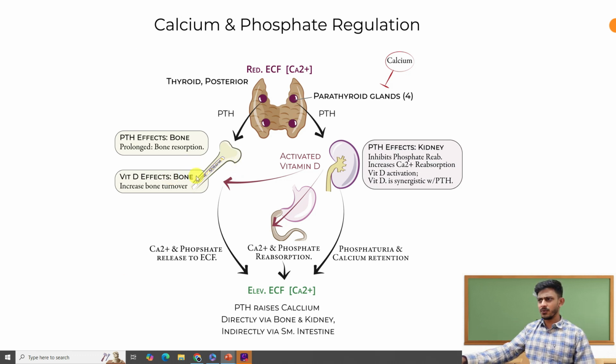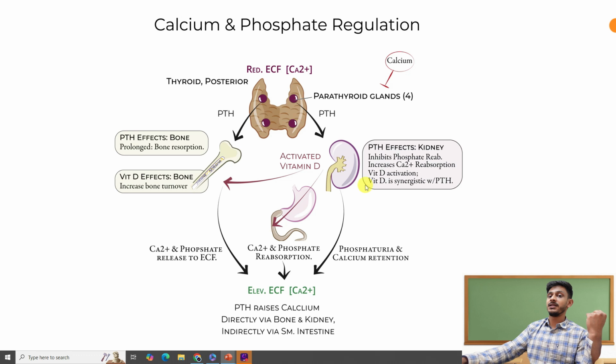So, it takes it from bone, it increases calcium reabsorption from the kidney, and it increases calcium levels in the blood. Phosphate, what it does is it increases phosphate levels in the blood by increasing bone resorption, because if bone is resorbed, calcium and phosphate are released into the blood. Whereas on the kidney, it acts a little differently. It increases calcium absorption but promotes phosphate excretion or phosphaturia.